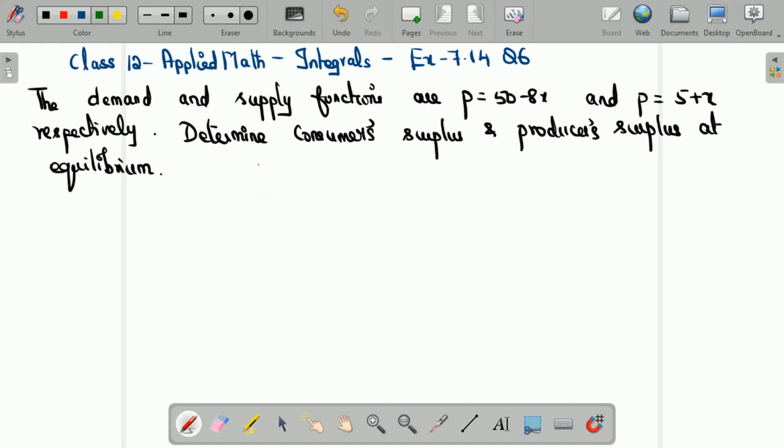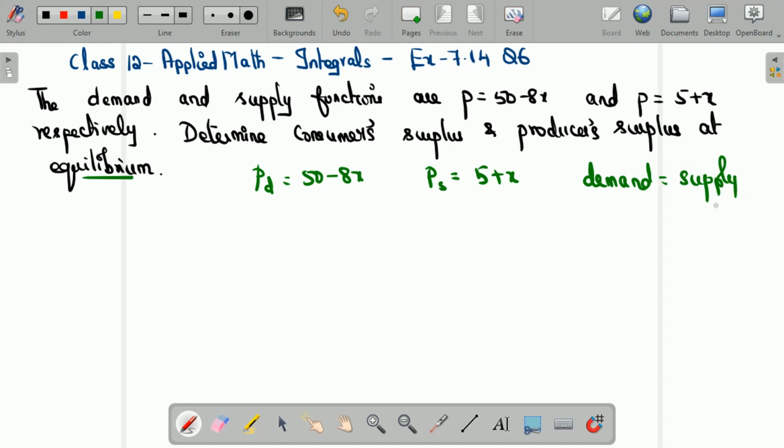So what is given to us is the demand function PD = 50 - 8x and the supply function PS = 5 + x. Now they want the consumer surplus and producer surplus at equilibrium. So at equilibrium, what do we know? We know that demand is equal to supply. That is what is reached at equilibrium.